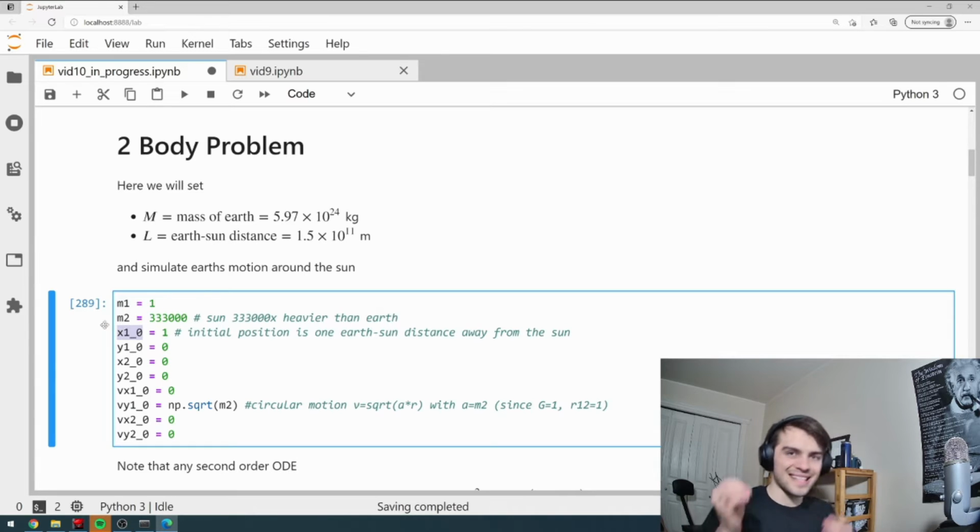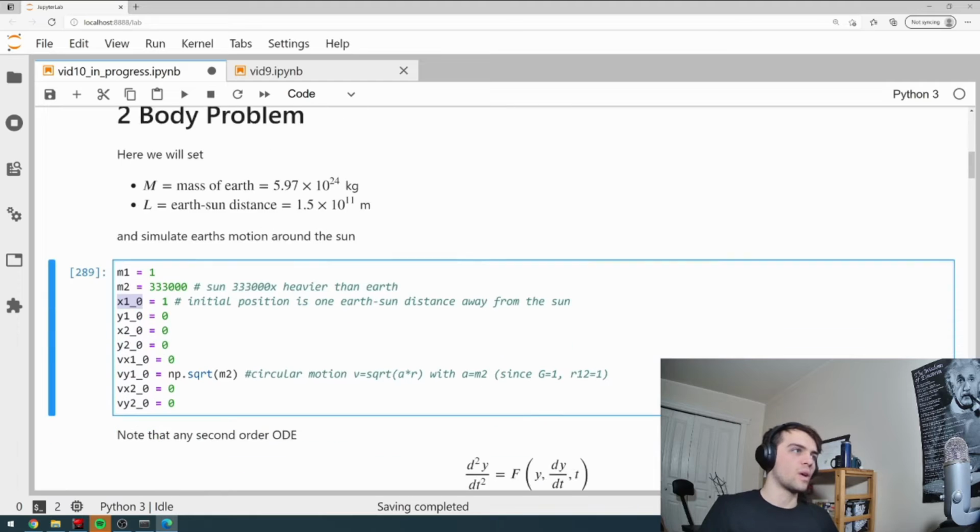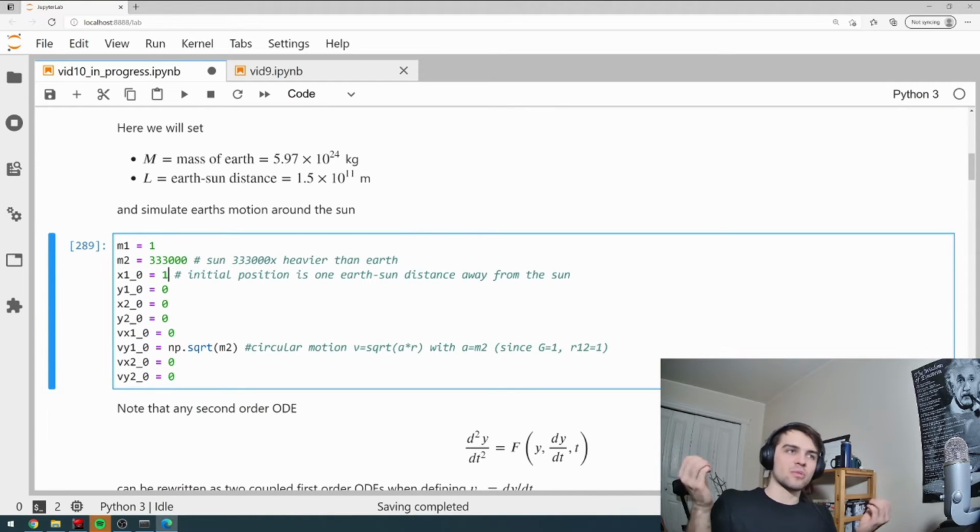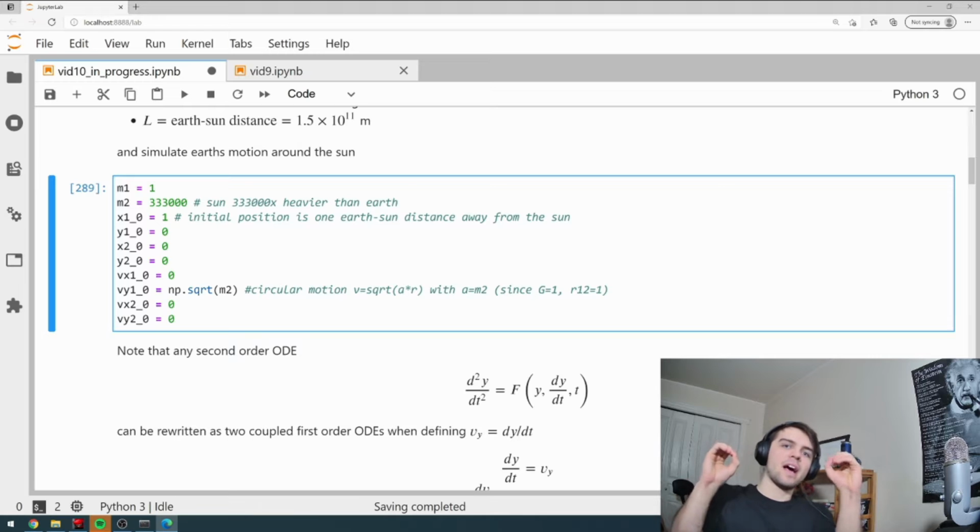X1 naught, that's the initial position, I'm setting that equal to 1, which means in X, we're 1 Earth-Sun distance away. If you plot on an XY plane, Sun is at the middle, Earth starts here. And as for the initial velocities, I'm saying that there's an initial speed of the Earth that results in circular motion, and that's M1 dot square root of M2.